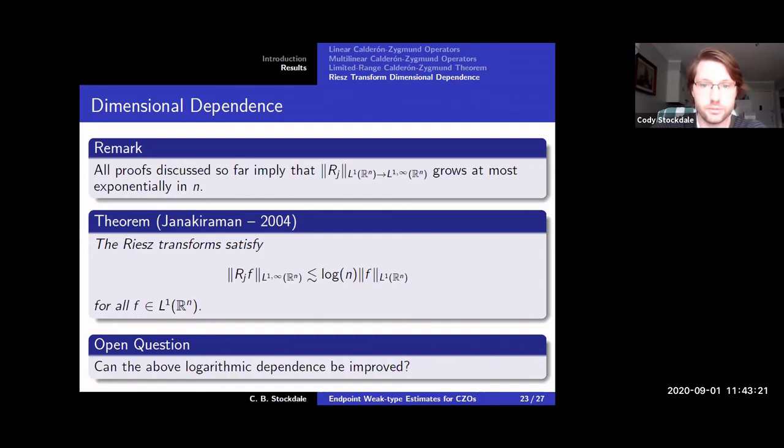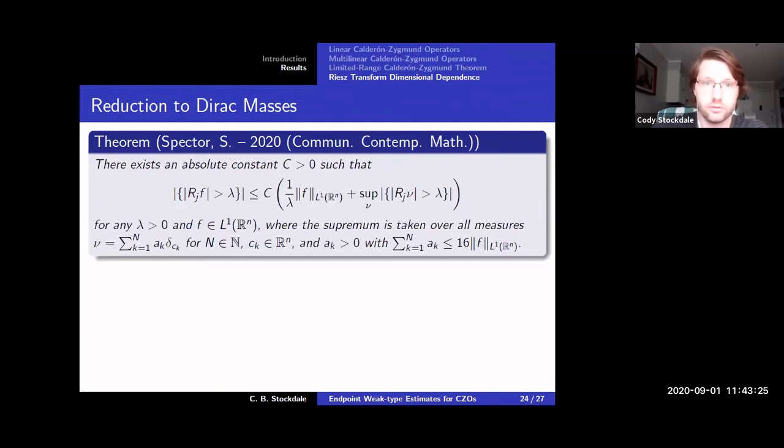So using these ideas, we can prove one reduction. And this was with Daniel Spector and myself, and this was recently, as of about a week ago, accepted to Communications in Contemporary Math. And what we can prove is the following. We're going to look at these level sets of the Riesz transform applied to f, and there's going to be an absolute constant here. So this does not depend on n. We're going to get a term with what exactly we want on the right-hand side, 1 over lambda times the L1 norm of f.